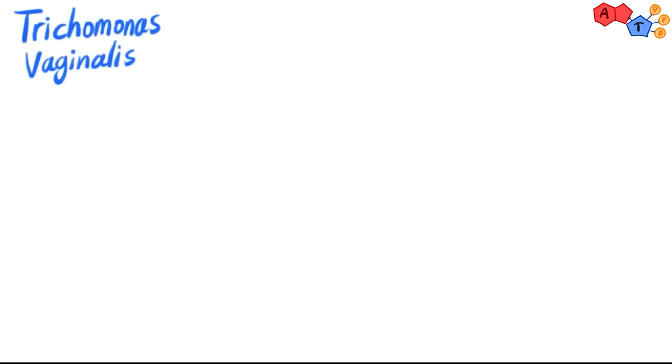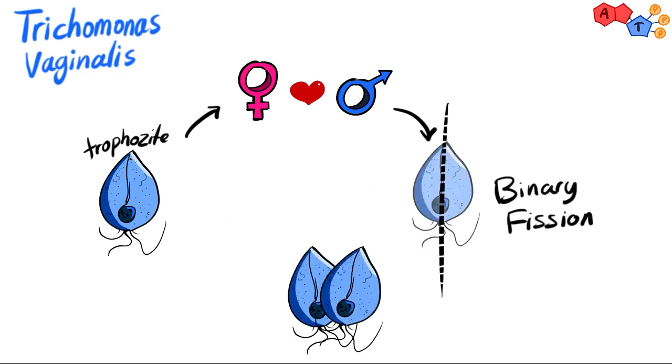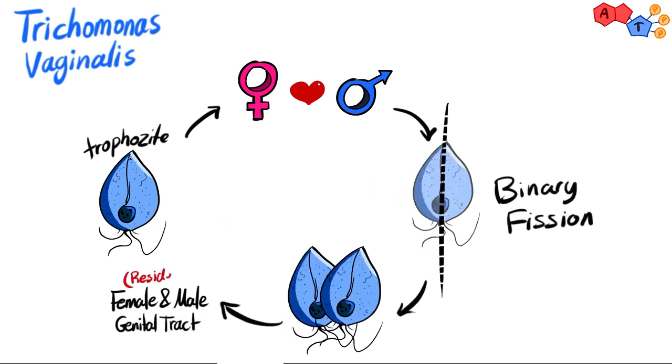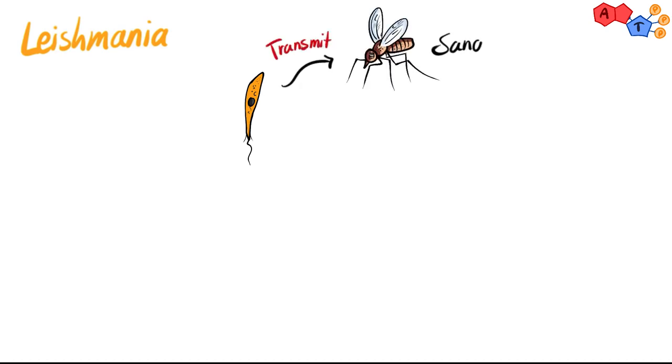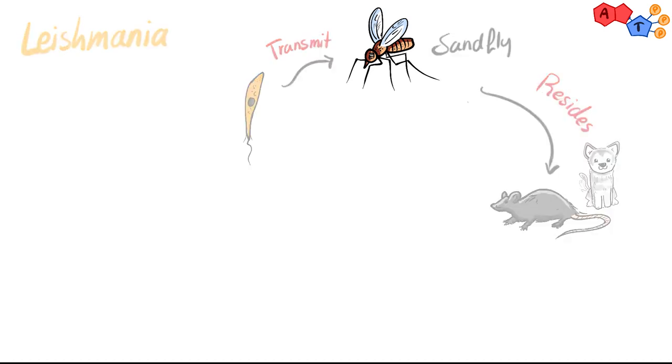On the other hand, the Trichomonas vaginalis is transmitted via sexual contact and replicates its trophozoites without forming any cysts. It usually resides in the female genital tract and the male urethra and prostate. Thirdly, we have Leishmanias. Leishmanias are usually transmitted via sandflies, and it resides in animals such as rodents or dogs. So the vector of transmission are the sandflies, and the reservoir of the parasite are the rodents and dogs.